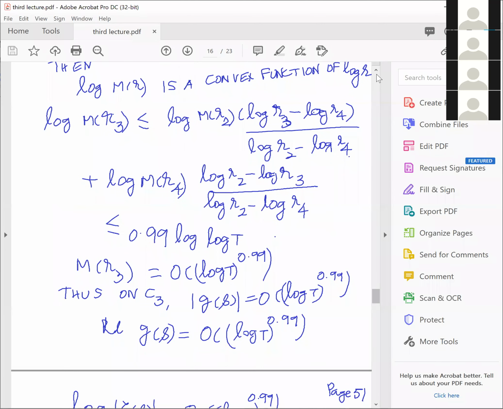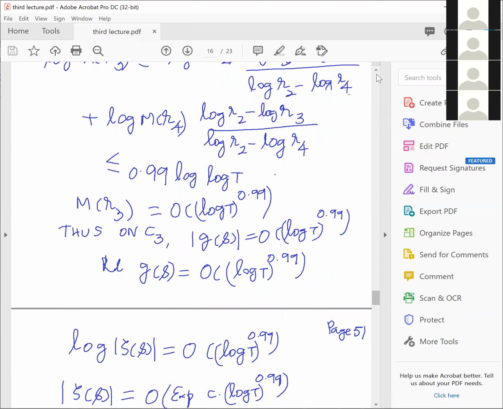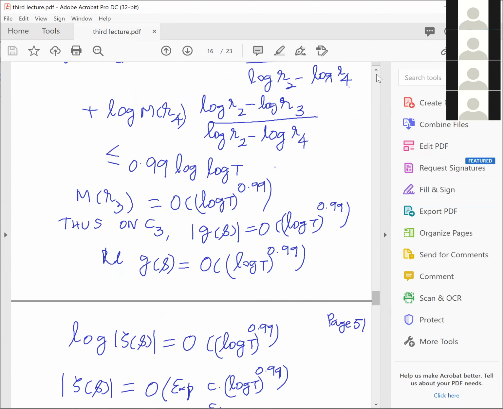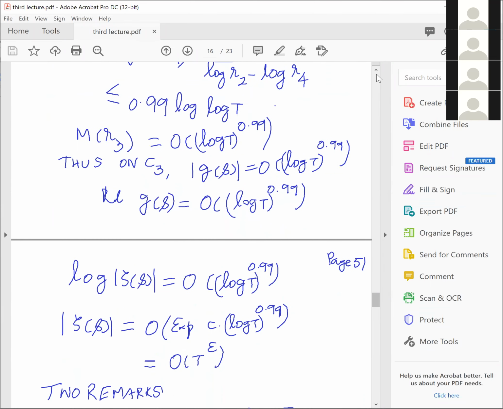Therefore, the real part of GS is of the same order, log T power 0.99. But the real part of GS is mod log mod zeta S. Log mod zeta S is of the order log T power 0.99, which means that zeta S is equal to O of exponential constant times log T power 0.99. But exponential constant times log T power 0.99 is O of T power epsilon. And that's exactly what I want.